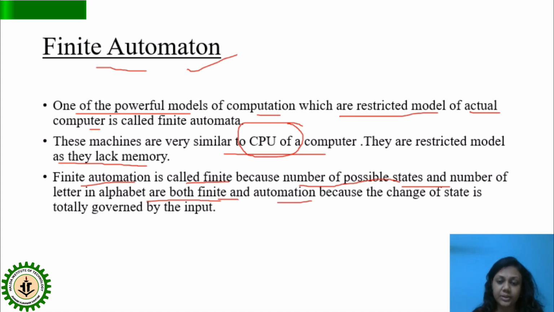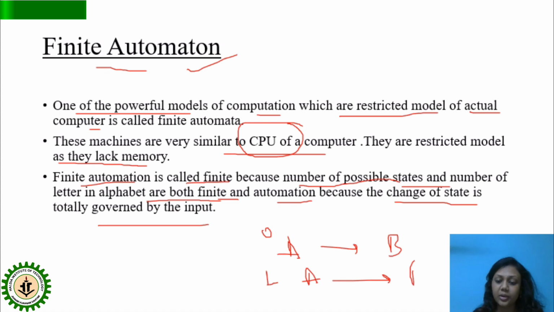And it is called automata as well, because the change of state is totally governed by the input. That means if you are giving some input 0, on 0 input the state A is going to B. If you give input 1, suppose state A remains in state A only. That is the main difference. So finite automata is also called finite because there are a limited number of states and alphabets in this automata.